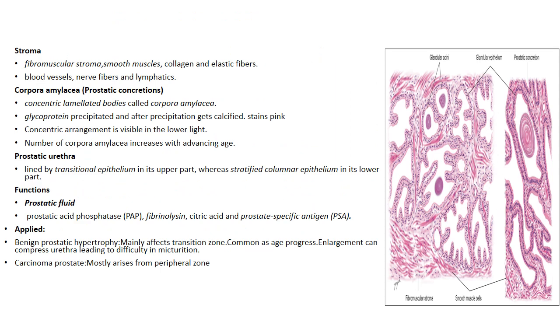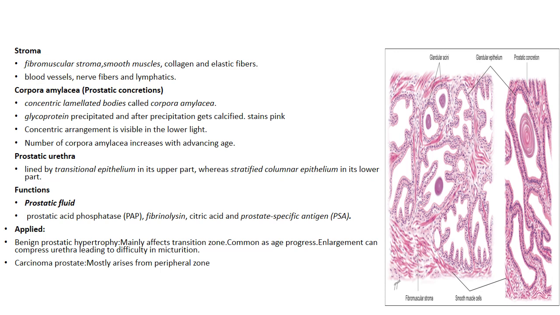Fibromuscular stroma has smooth muscle, collagen and elastic fibers in it. Also the blood vessels, nerve fibers and lymphatics are present in the fibromuscular stroma or connective tissue of the gland. Then the peculiarity or identification feature of prostate is presence of corpora amylacea or prostatic concretions. These are more prominent in old age.